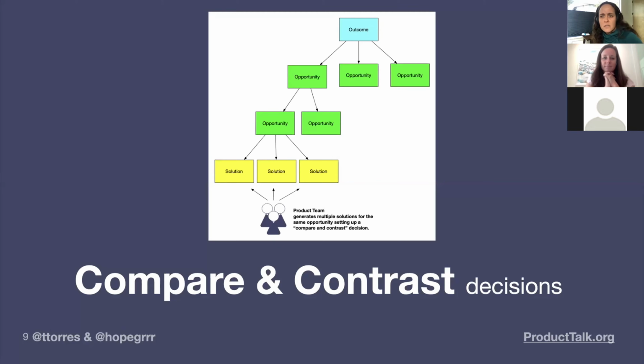Okay, so let's talk through this a little bit. So the visual that you're looking at here is a visual of a tree structure that I like to use with teams. It's called an opportunity solution tree. It helps teams map out their path from an outcome all the way through to what should we build. And so what I think is nice when we're talking about compare and contrast decisions is that it helps us think about where to compare and contrast.